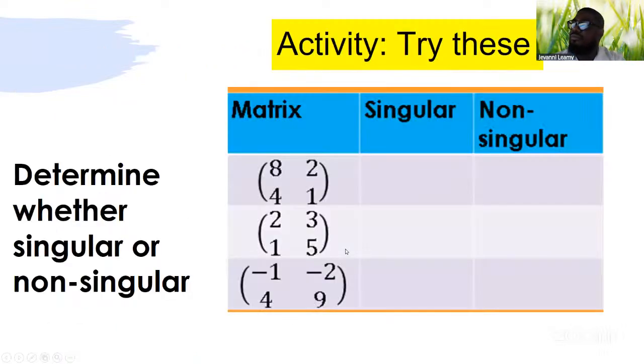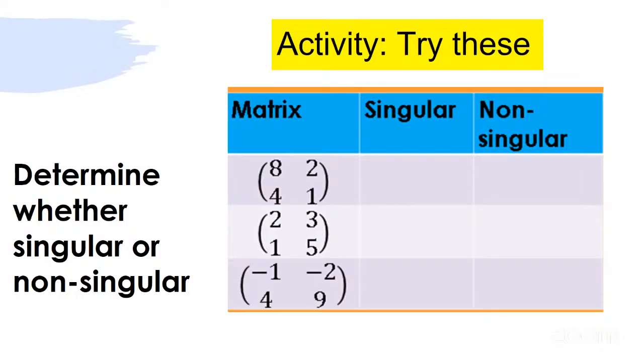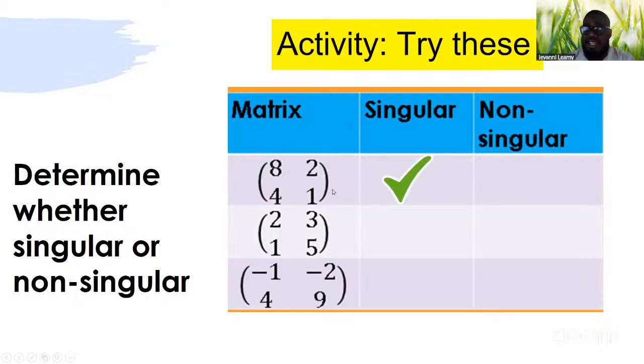Now determine quickly, let's see who can give me the values very quickly. The first matrix, you want to determine if it's singular or non-singular. Again, boys versus girls. Technically, I can't give you that. So 8 times 1 gives you 8, minus 2 times 4, which is 8, right? So that is indeed singular.